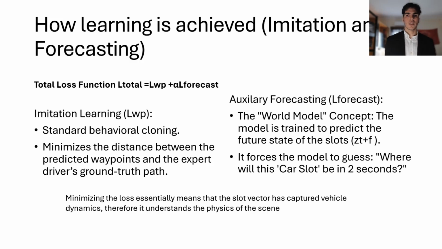We force the model to predict the future state of the slot vectors. We ask it, where will the slot be in 2 seconds? By minimizing this loss, we force the model to learn vehicle dynamics. If it can predict the future slot, it proves it can understand the physics of a scene.